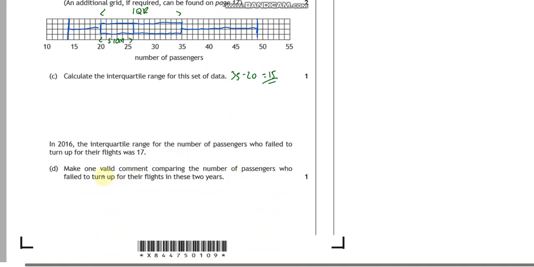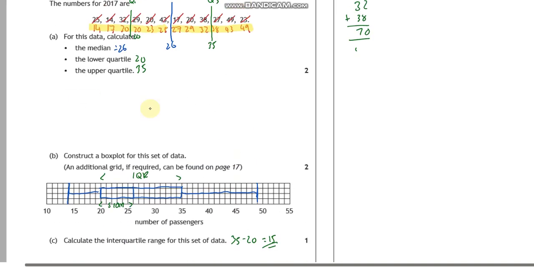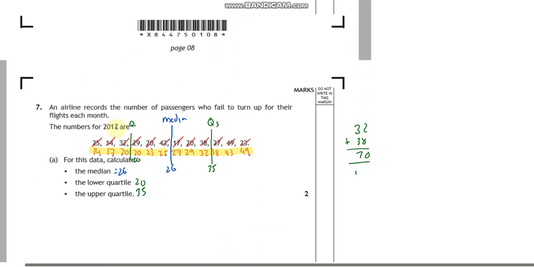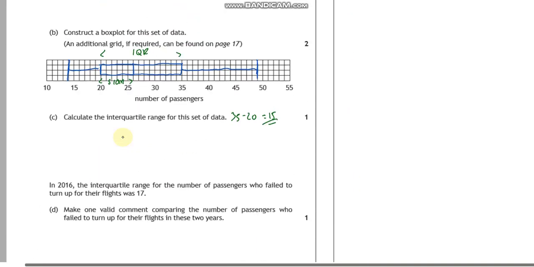And then your final mark is: in 2016, the interquartile range for the number of passengers was 17. Make one valid comment comparing the number of passengers who failed to turn up. So the interquartile range in 2017 is 15. So the interquartile range in 2017 was 15, and the interquartile range for 2016 was 17. So what's happened over time? Well, over time, this has gone down, hasn't it? So the interquartile range has gone down, which means this box has gotten smaller. So if it's gotten smaller, the results have become more consistent.